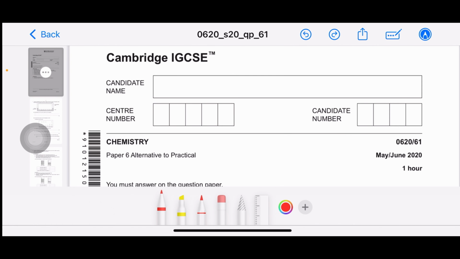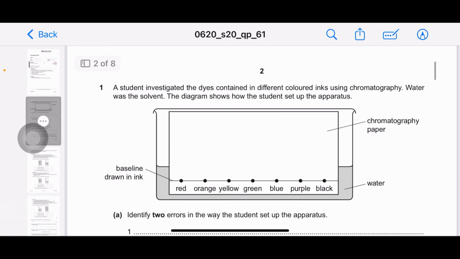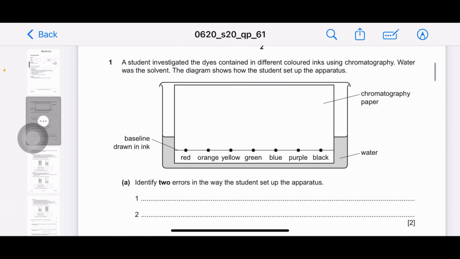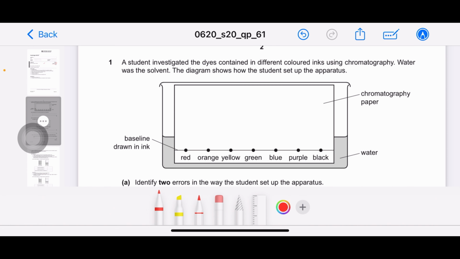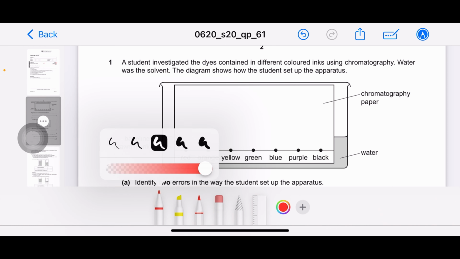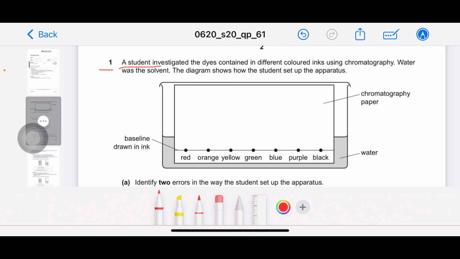In this video, we are going to solve paper 6-1, May-June 2020. Question number 1. A student investigated the dyes contained in different colored inks using chromatography. Water was the solvent. The diagram shows how the student set up the apparatus. Here we can see the chromatography paper, and this is water and baseline drawn in ink.